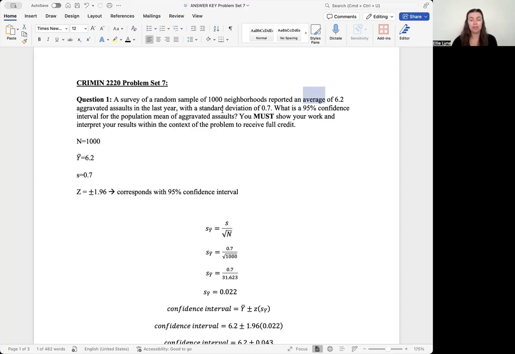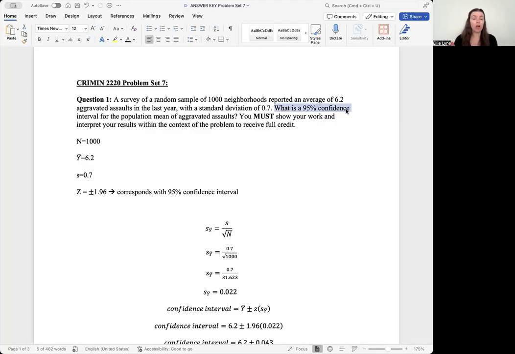Lastly, we see here that we have a standard deviation of 0.7 for our sample standard deviation. I also see here that we are being asked to calculate a 95% confidence interval, and that will be important once we have to determine the confidence level and the corresponding z-score for that.